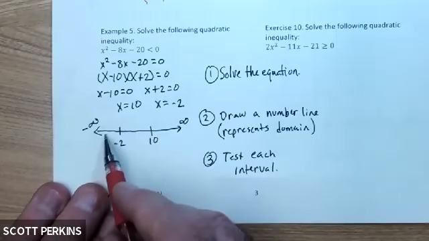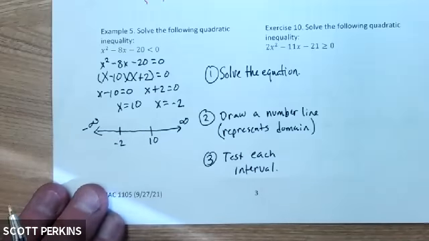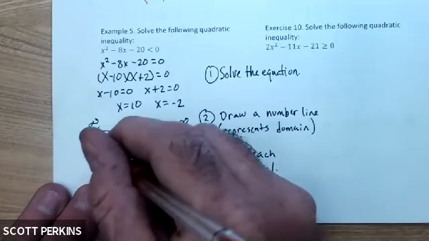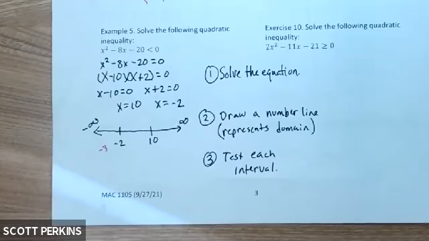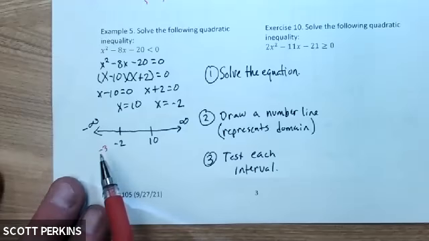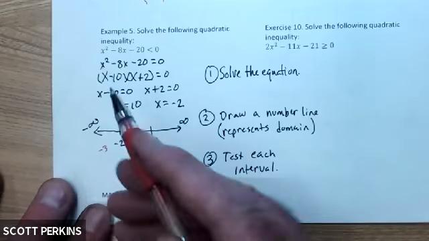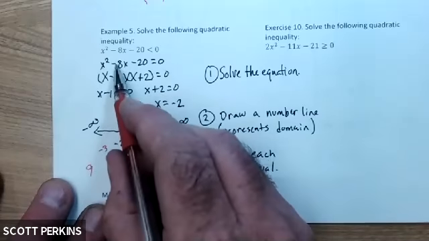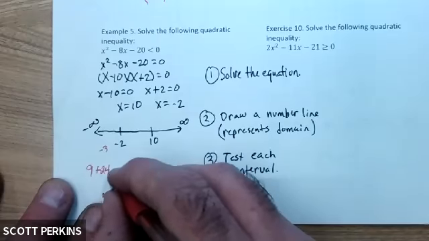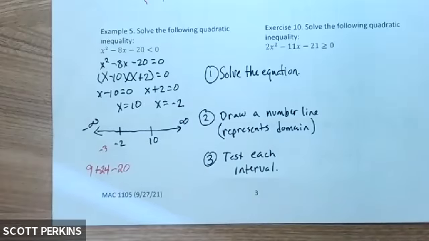So tell me, in this left-hand interval, that's negative infinity to -2, what's a value in that interval? Sure, -3. Or -6 or -100, whatever you want to use. It doesn't matter. I'm using a different color here just to represent that this is not an endpoint. I'm just notating what value we're using. And now I'm going to put -3 back up into my quadratic. So -3 squared is 9. -8 times -3 is +24. And then -20.